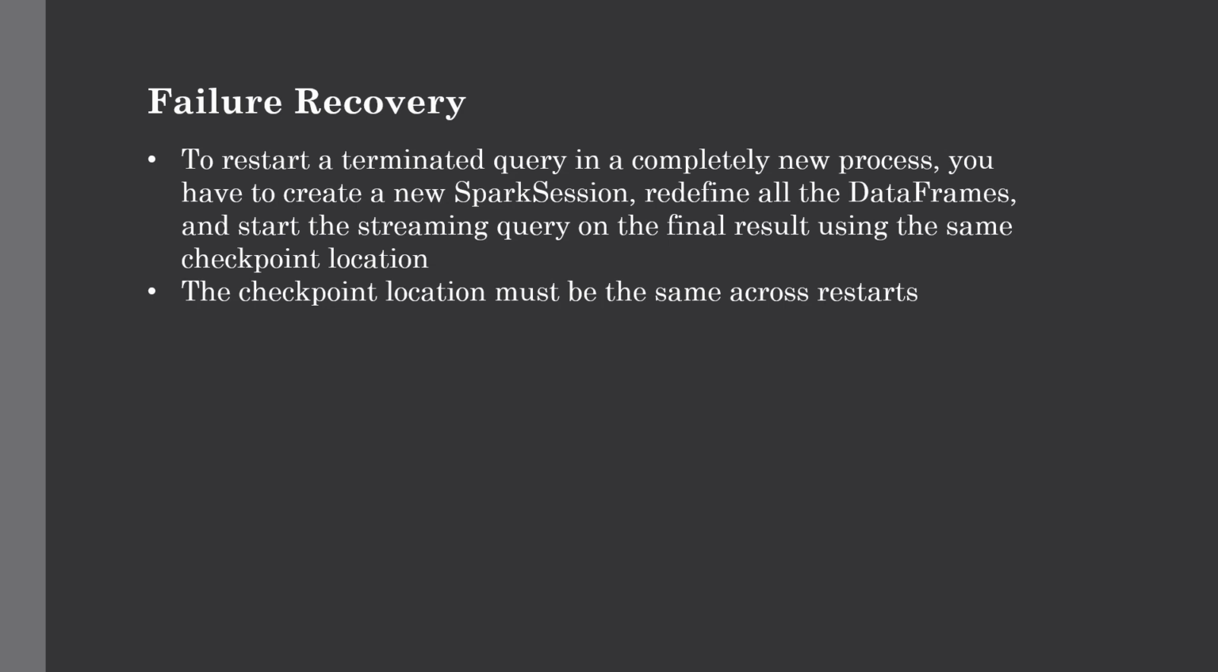So for our word count example that we have seen in the earlier lecture, we can simply re-execute the entire code, from the definition of the Spark session in the first line to the final start function in the last line. So the whole code will again kick off the job from where it failed, because we already provided the checkpoint directory in our code. So this checkpoint location must be the same across the restart. You cannot change that checkpoint location in every execution.